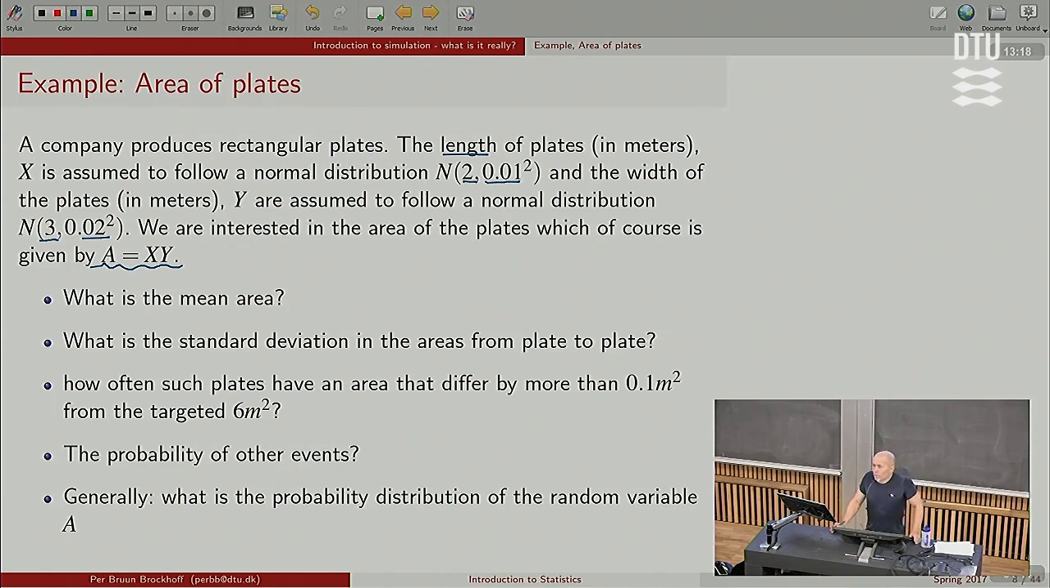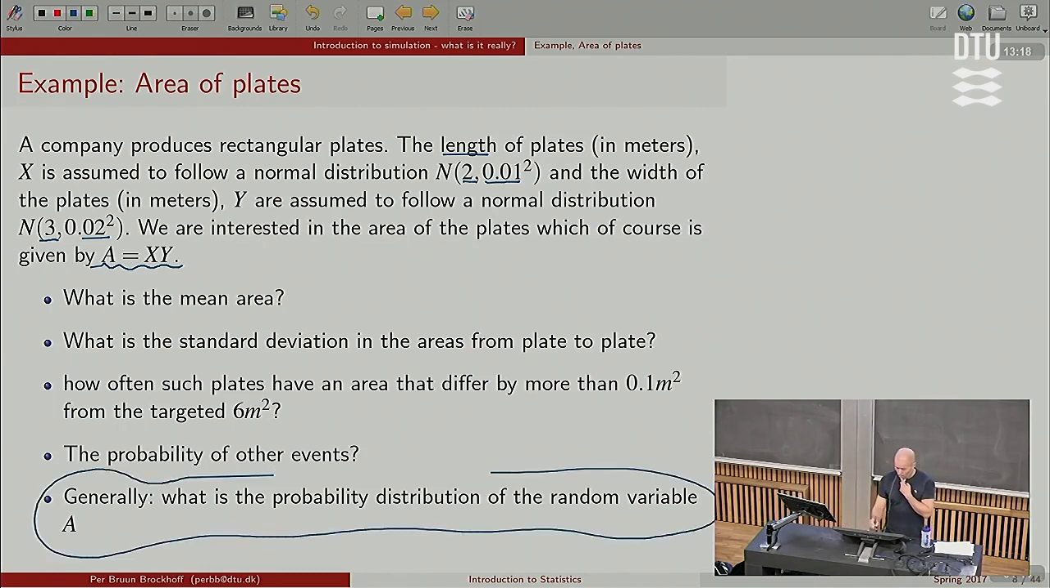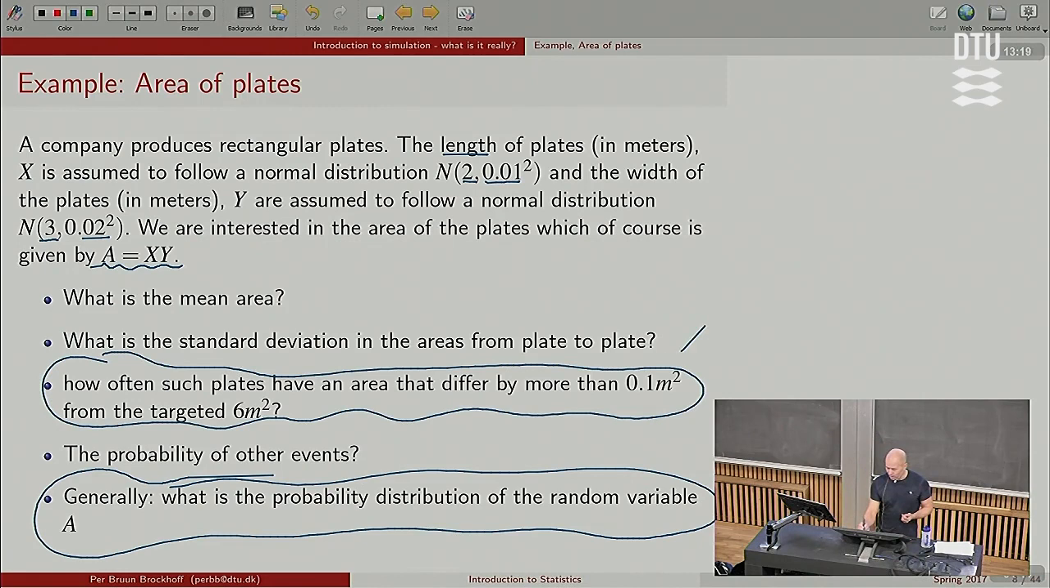Then I ask the question, which I didn't teach you to answer. What's the mean area? What's the standard deviation from plate to plate in those areas? Yes, I know the distribution of X and the distribution of Y, but what about the distribution of the product of Y times X, X times Y? Which means any kind of events, like how often do I actually produce something which is off target by more than 0.1 square meter, say. That could be a frequency we'd like to know for quality insurance or quality specification.